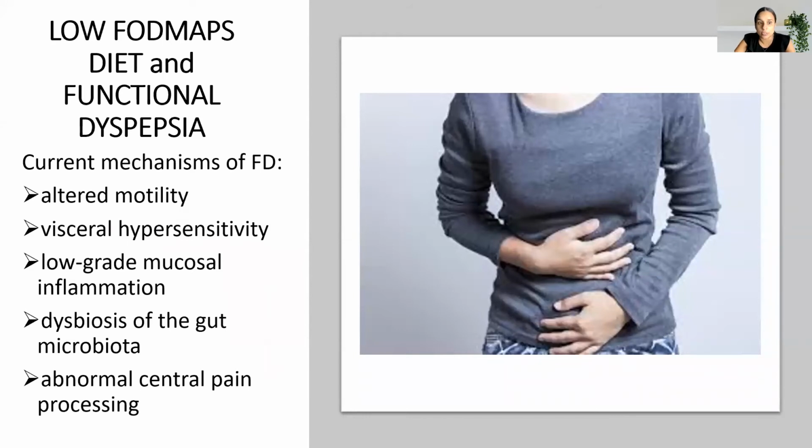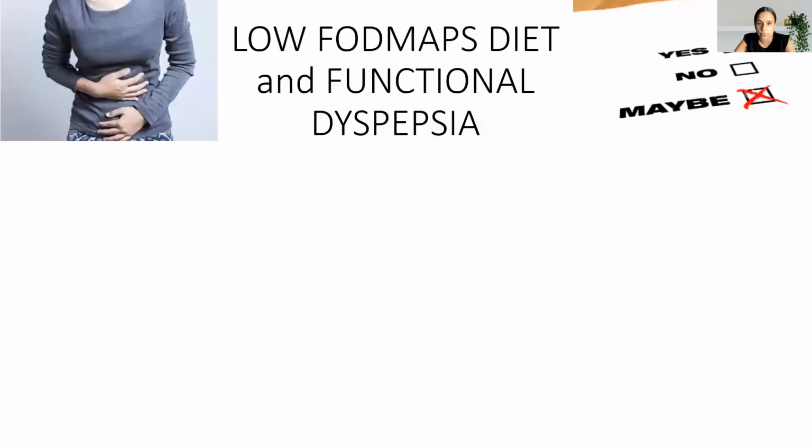Low FODMAPs and functional dyspepsia. So we know the mechanisms of functional dyspepsia are altered motility, visceral hypersensitivity, low-grade mucosal inflammation, dysbiosis of the gut, and certain dietary constituents may provoke symptoms of functional dyspepsia. And a low FODMAP diet may impact functional dyspepsia by causing changes in the microbiome, duodenal homeostasis, and inflammation. However, there's currently no high quality evidence to suggest that a low FODMAP diet would be of benefit in functional dyspepsia in adults or children.